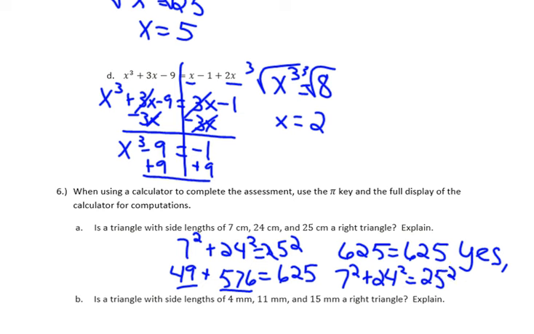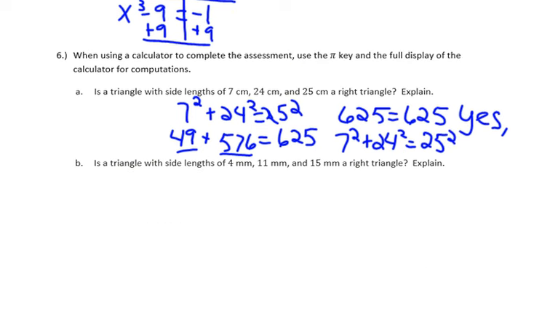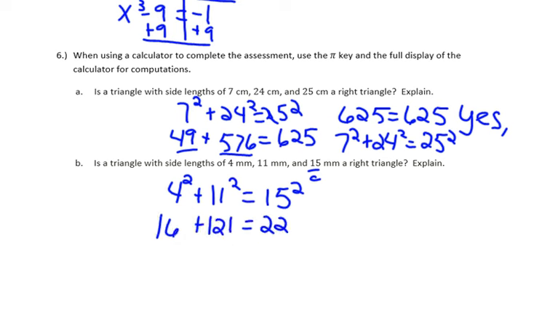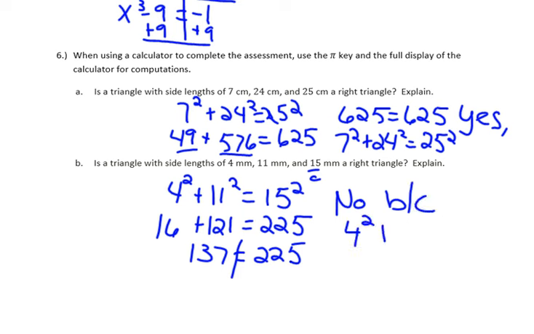Excuse me, letter B, again, same idea. These are in order, so this has to be your c. So 4 squared plus 11 squared, I want to know, does that really equal 15 squared? 4 squared is 16 plus 121. And this is 137, which does not equal 225. So no, because 4 squared plus 11 squared does not equal 15 squared.